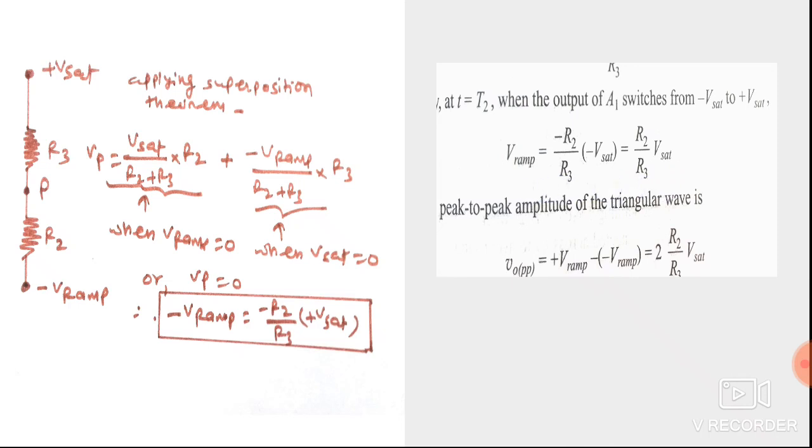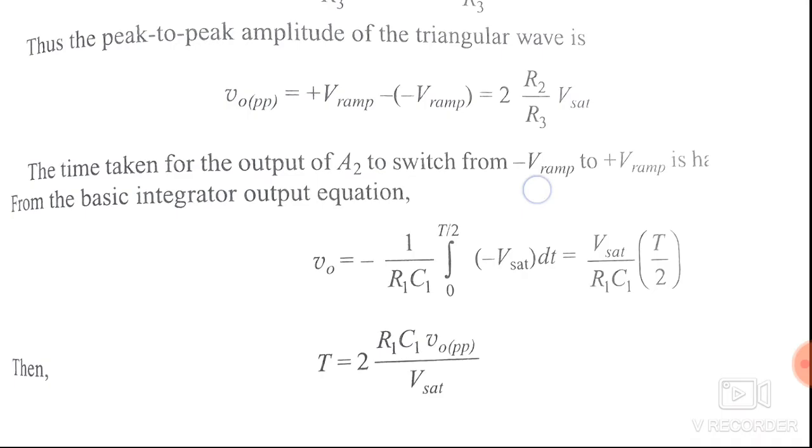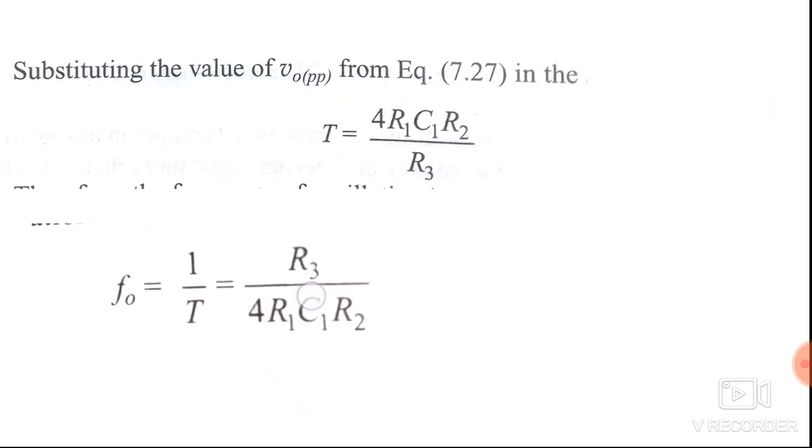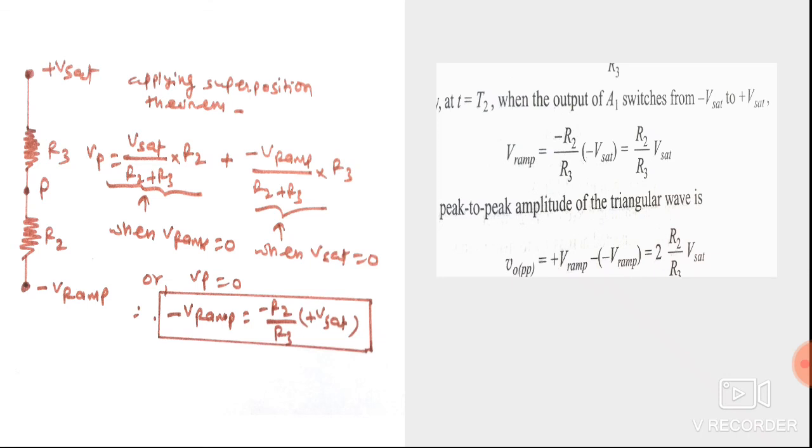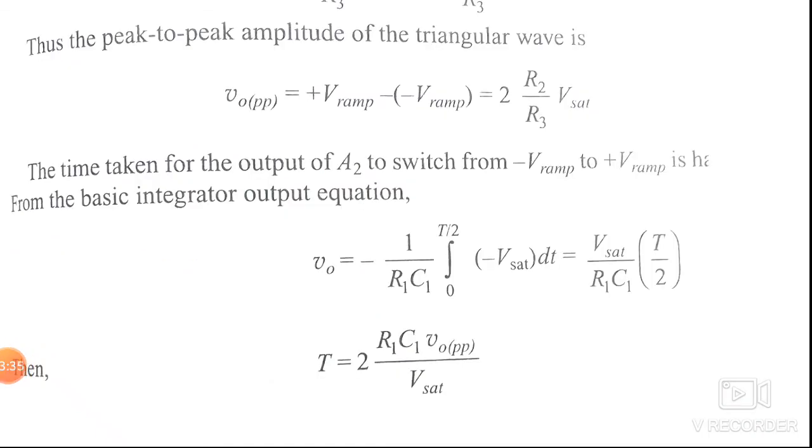So V ramp is equal to minus R2 upon R3 into minus Vsat, which is equal to R2 upon R3 into plus Vsat. So now we can calculate the peak to peak voltage of the output of the triangular wave, that is V output peak to peak, and this is equal to, simply friends, this voltage and this voltage difference, that is plus V ramp minus minus V ramp, that is 2 times plus V ramp, which is equal to 2 into R2 upon R3 into plus Vsat.